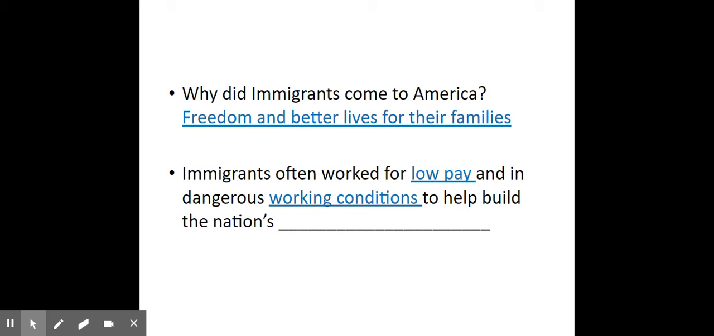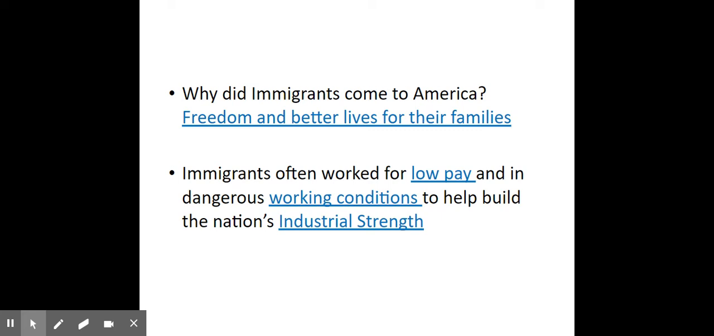In some cases, the conditions here are bad. We're going to talk about that later in this unit. It is not pleasant. But the immigrants are willing to do that because they want the freedom, they want the opportunity that America provides for them. And the conditions they're working in are often better than what they're going to find back home. So immigrants play a major role in our nation's industrial strength and our nation's growth. They are very, very important components to the makeup of our culture, and they bring their culture with them.